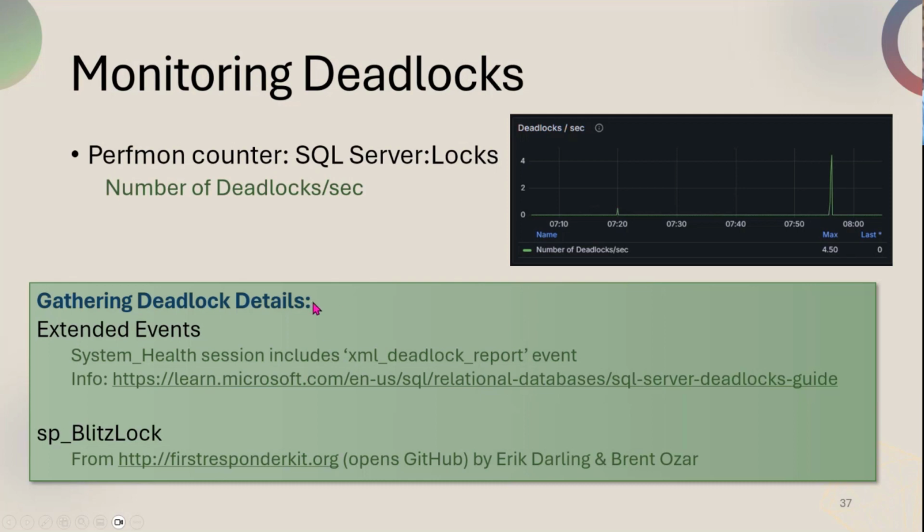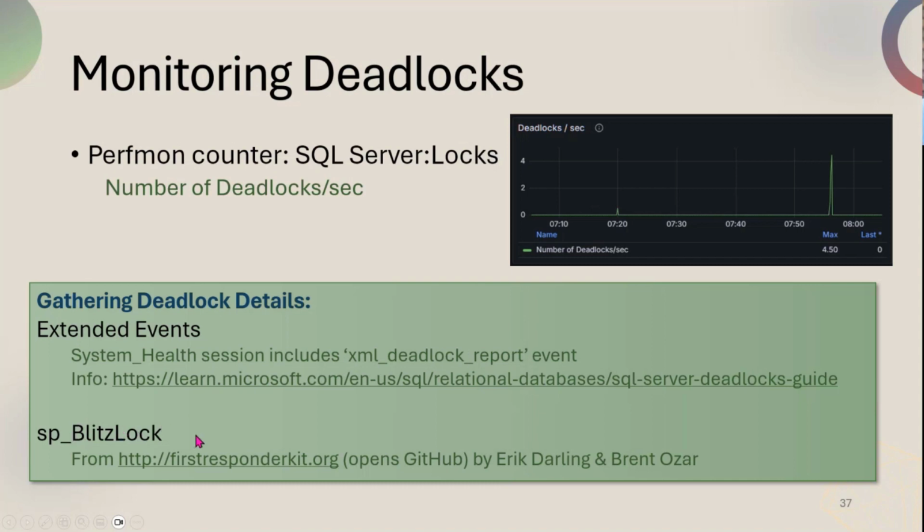To get details on deadlocks, in the system health session within Extended Events, the XML deadlock report event is collected. It's kind of a best effort thing, so it doesn't keep it for a long period of time. If you want to keep deadlock information for longer, then you'd have to set up your own Extended Event session, and there's information on how that whole thing works.